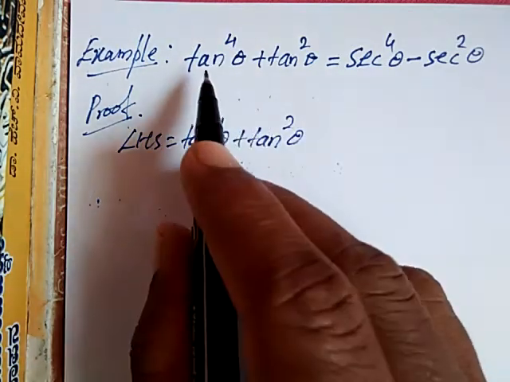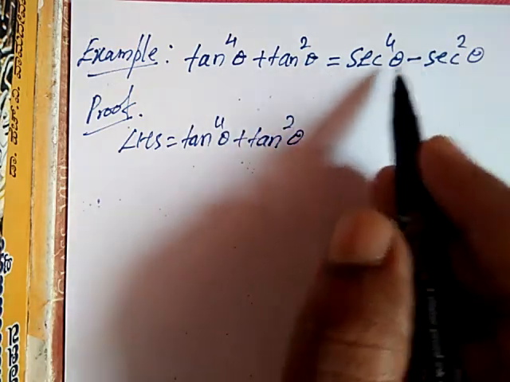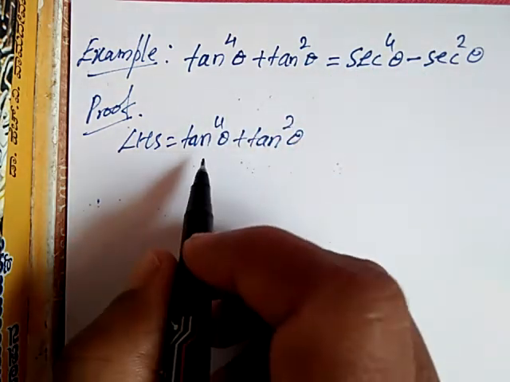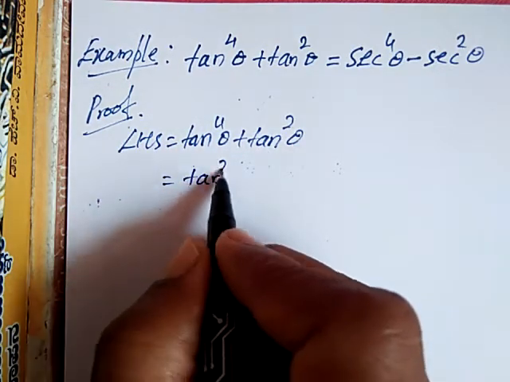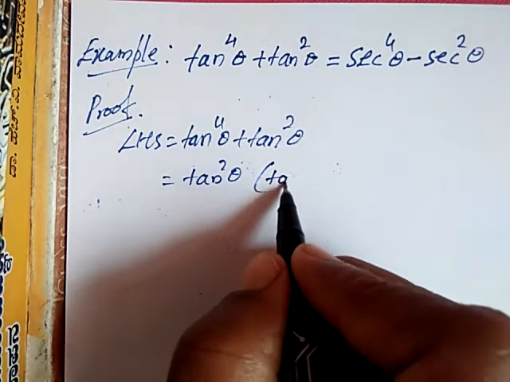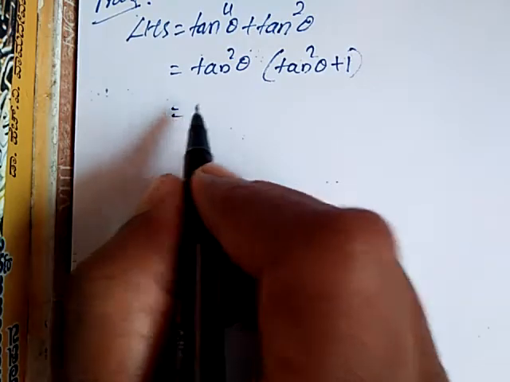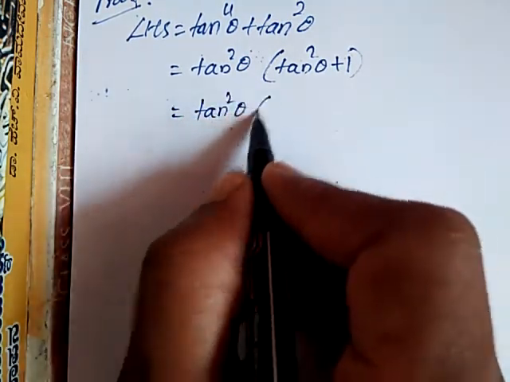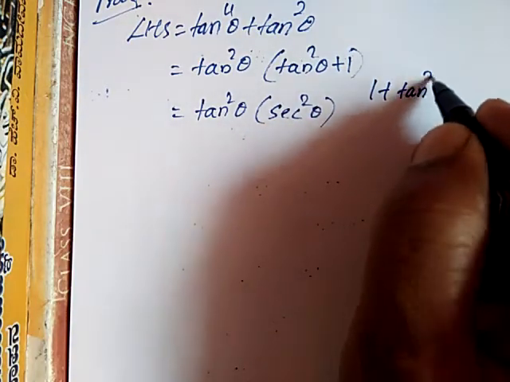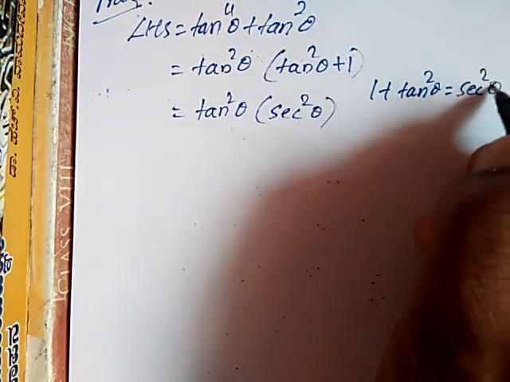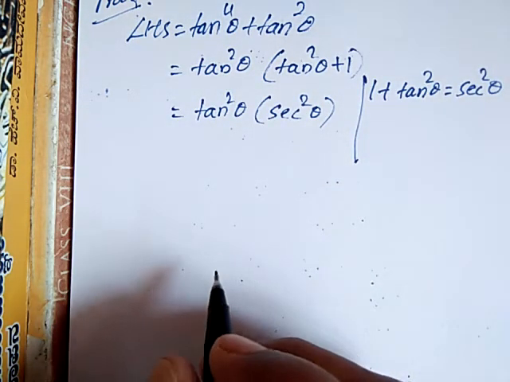So the next example is this one, tan to the power 4 theta plus tan square theta is equal to secant to the power 4 theta minus secant square theta. So consider the LHS here, tan to the power 4 theta plus tan square theta. So tan square theta you can take common here. So what remains here? Tan square theta plus 1. And already you know that tan square theta plus 1 can be written as secant square theta, so into secant square theta, by the identity 1 plus tan square theta is equal to secant square theta. This is the identity. Okay, so you remember this one, it will be very useful for you.